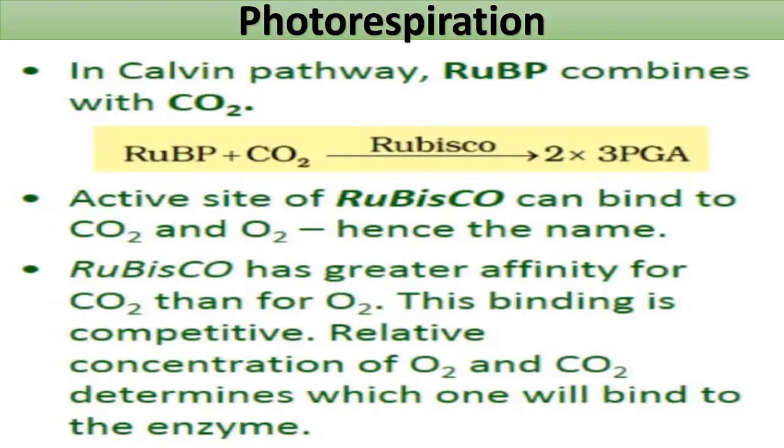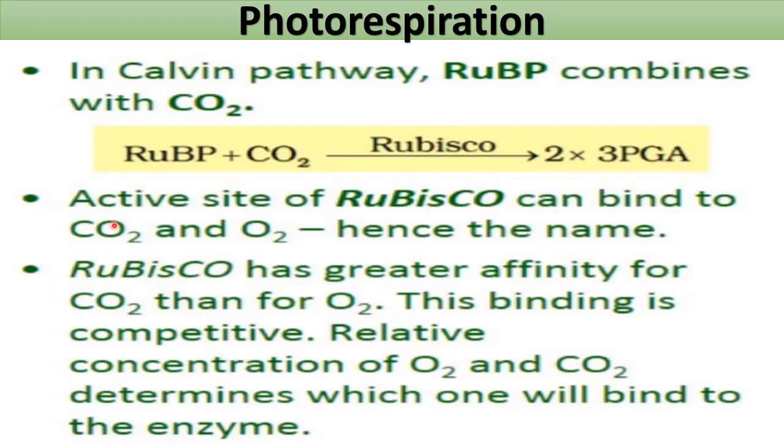Now we will discuss our next topic, that is photorespiration. In the Calvin pathway, you know that RuBP, ribulose bisphosphate, combines with carbon dioxide, and in the presence of the Rubisco enzyme, it converts into two molecules of 3-PGA, phosphoglycerate or phosphoglyceric acid. These two molecules of phosphoglyceric acid are formed during the C3 pathway.